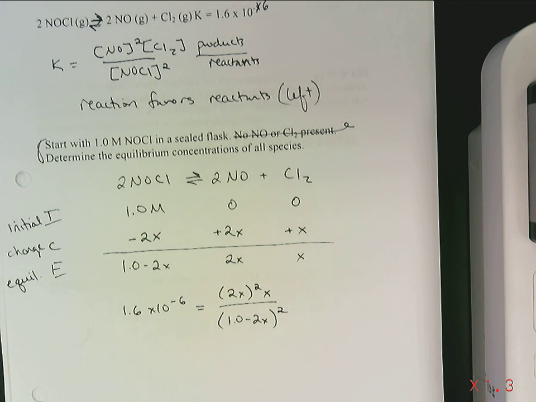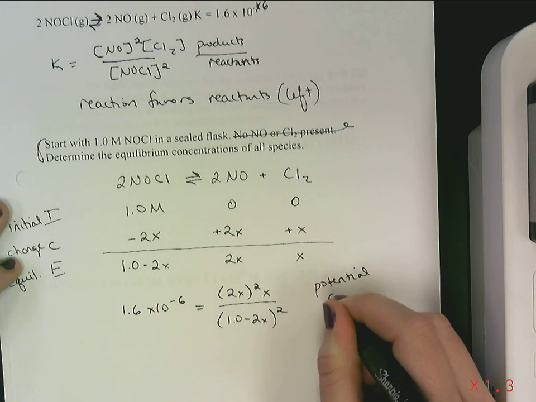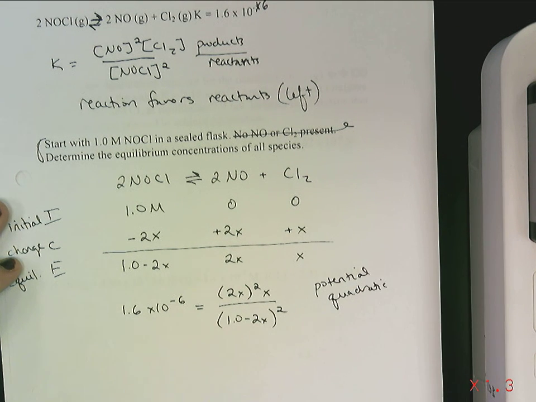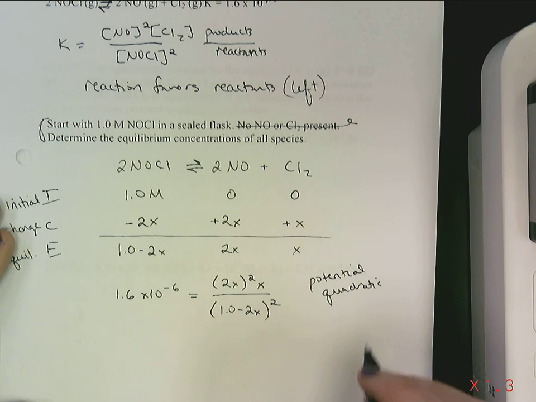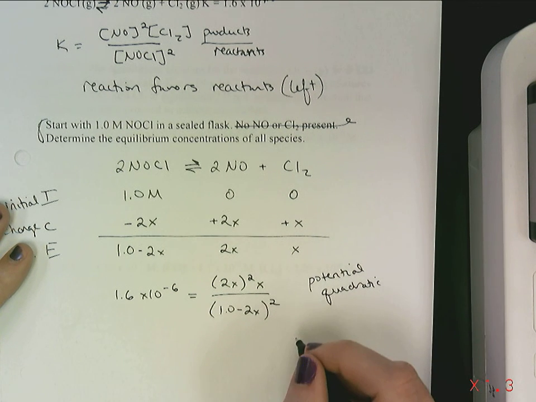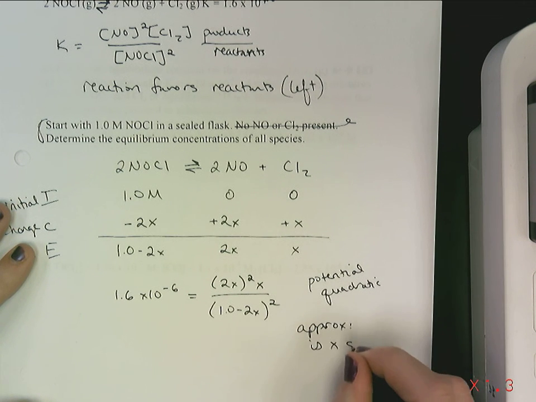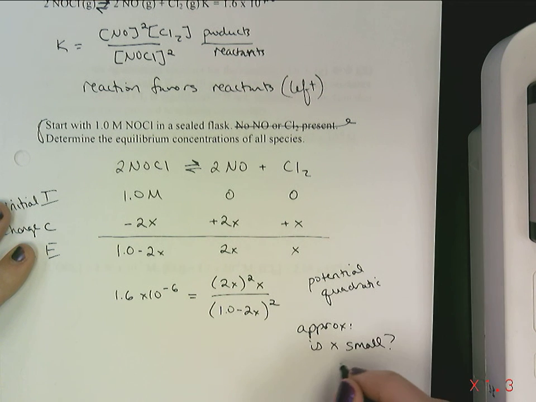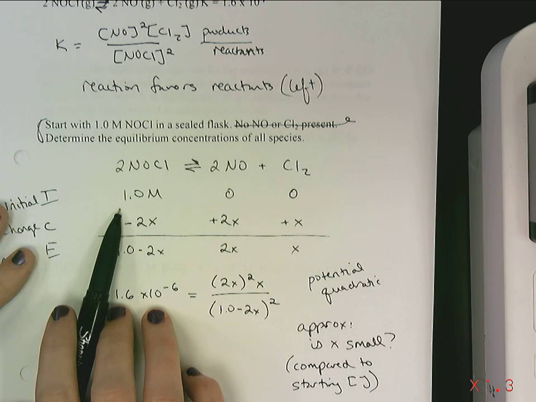Okay, and now I have to solve for this. What I see is that I have a potential quadratic situation. If you want to solve the quadratic, you can, and in some cases you have to. If I'm just doing homework, I will use Wolfram Alpha because it's just really easy. You may also have something on your calculator that will allow you to do this. But what I would say is I would be checking to see if I can use an approximation that we often use in equilibrium, which is x small. And when I say small, I mean compared to starting concentrations. So I'm essentially asking, is x small compared to 1 molar? Because that's our only starting concentration.